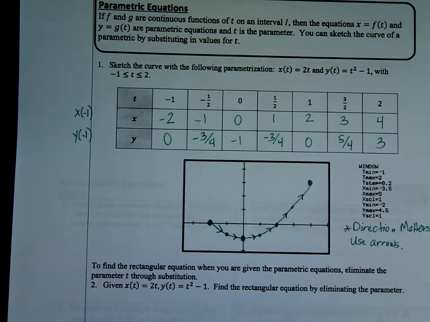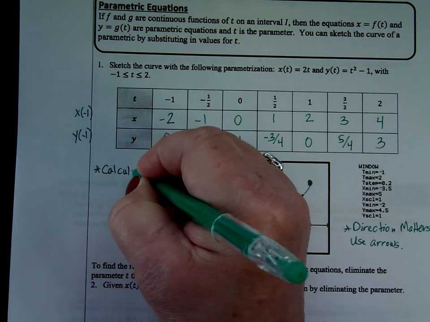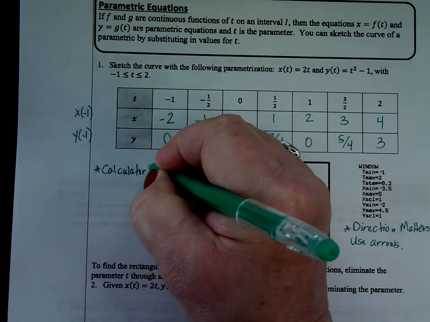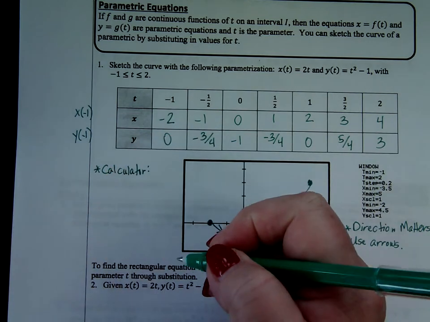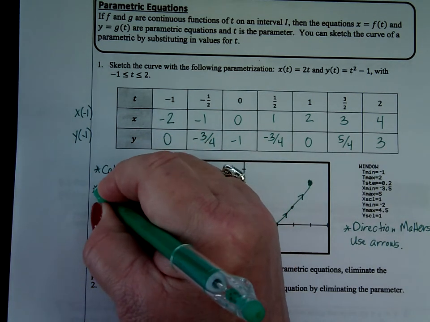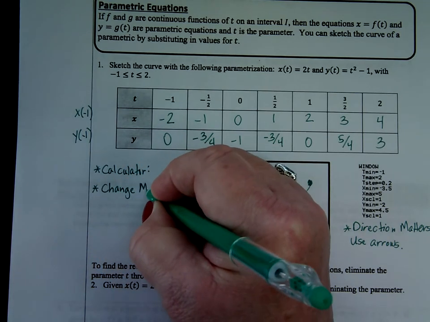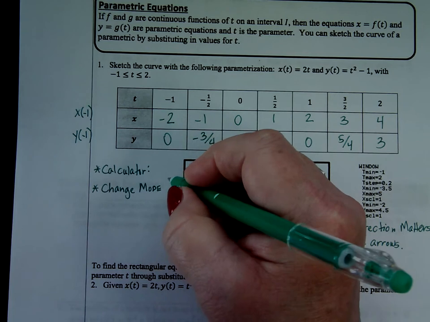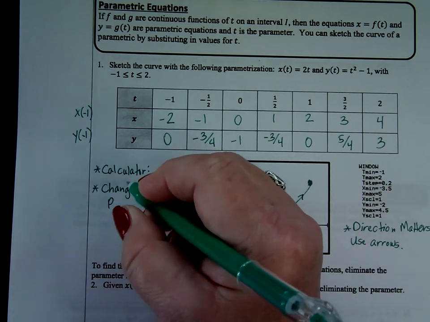The other thing I want to show you is how to do this on a calculator. Now we have a different calculator than what the curriculum video shows. So on our calculator, let me give you the notes on the side here, and then I'll show you how it works on the calculator itself. So the first thing you want to do is change the mode. Go to the mode button, hit the change the mode button to parametric.